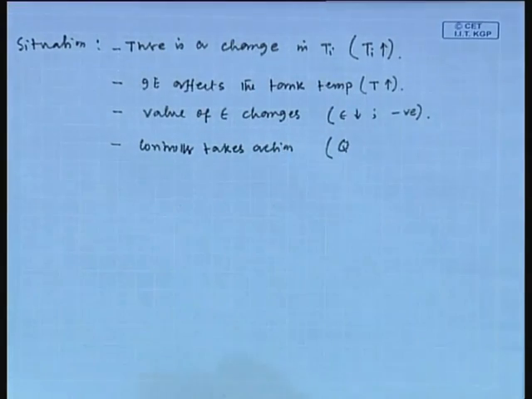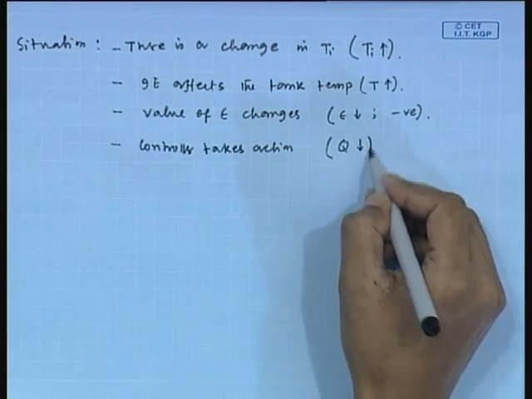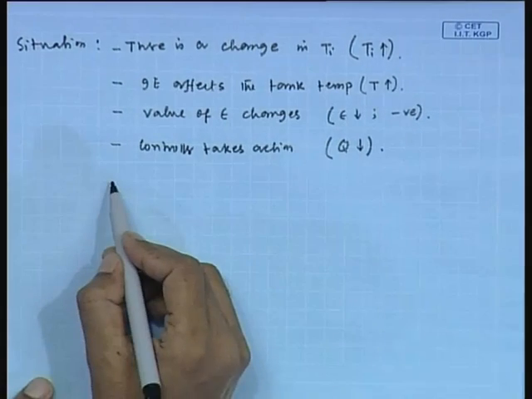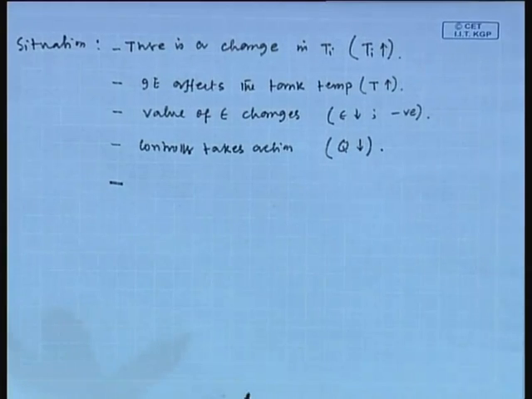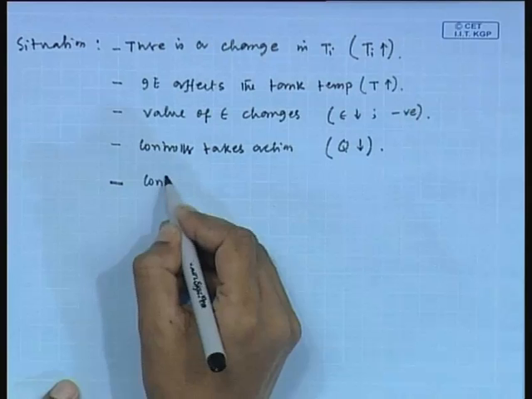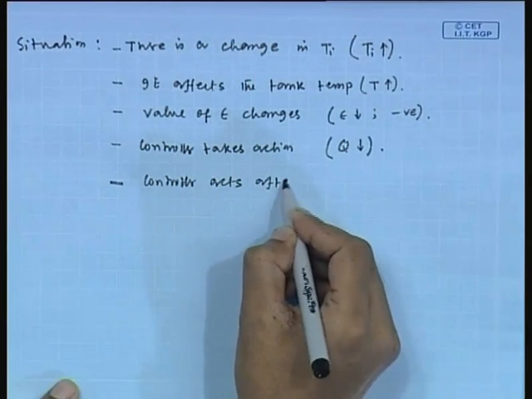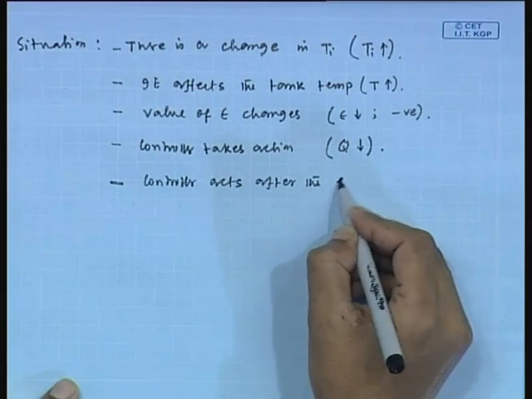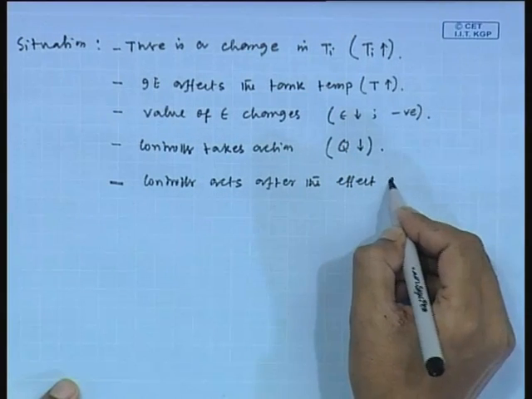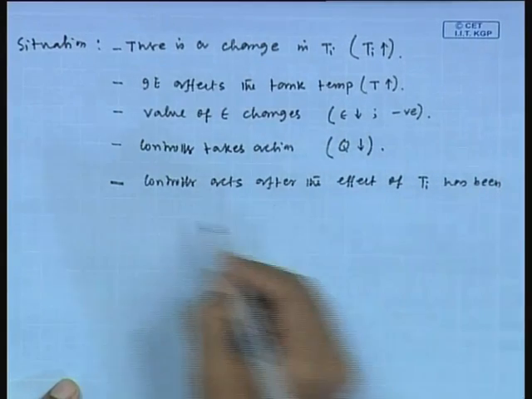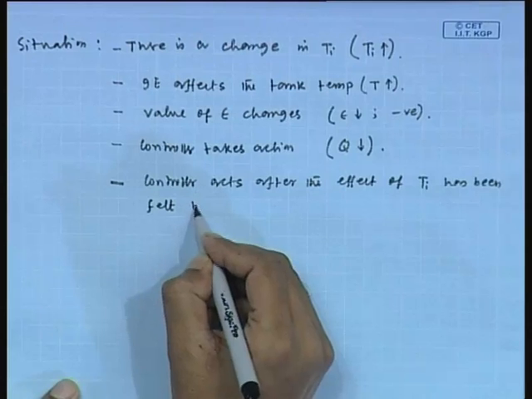How? Q decreases or increases? Q decreases. So, you see the controller acts after the effect of a disturbance Ti has been felt by the process.